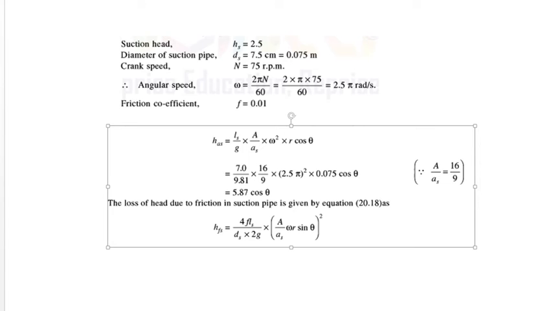The loss of head due to friction in suction pipe is given with this equation. With the help of this equation you can calculate loss of head due to friction in suction pipe, that is 4 f Ls by ds into g, capital A upon small a_s, omega r sin theta whole square. This formula we had derived in the last video of indicator diagram.